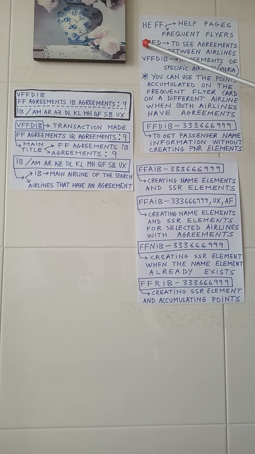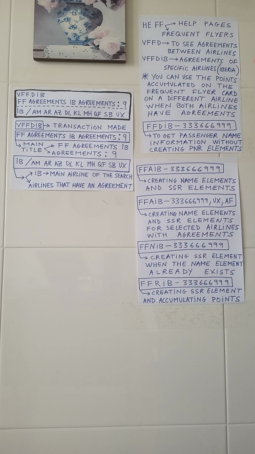With VFFD, we can see all the agreements that exist between airlines to use the points accumulated on the frequent flyer card of one airline when flying on flights operated by other airlines. With VFFD IB, we can see the agreements that a specific airline has, which in this case is Iberia, and is represented by the code IB.